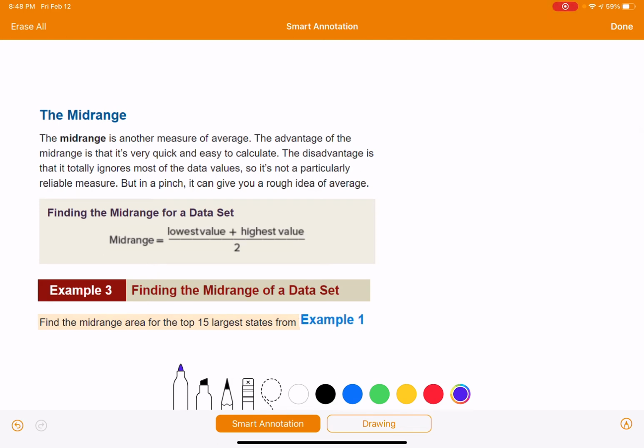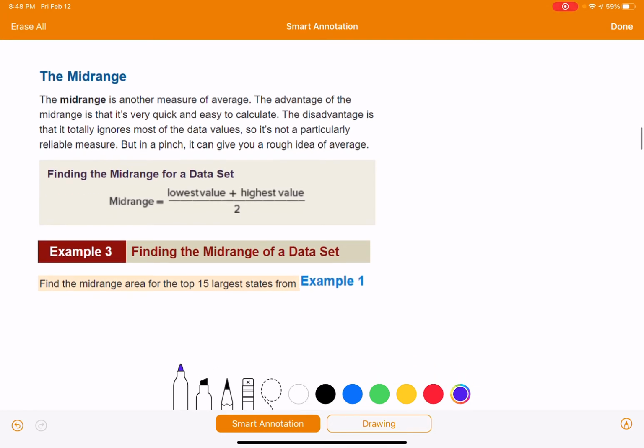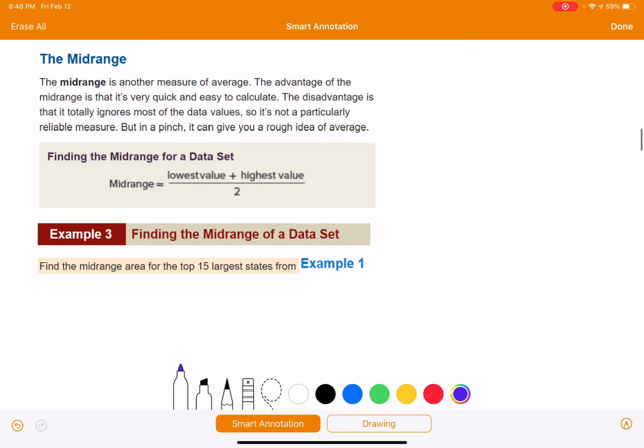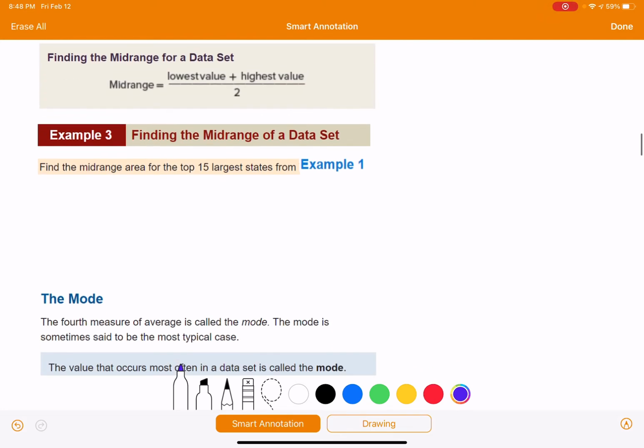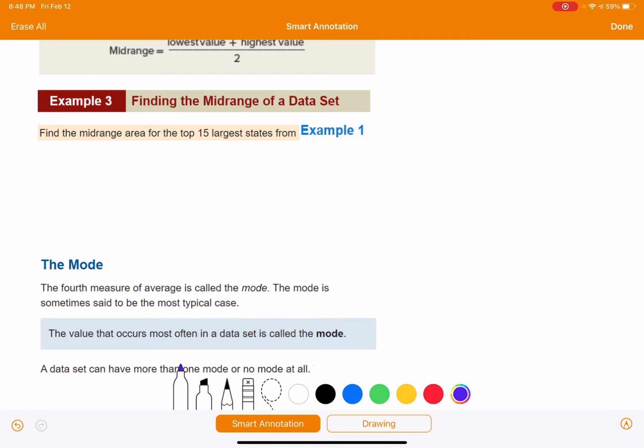We actually found the mid-range of data in section 11.2, I believe it was, when we were trying to find the midpoints of the data. So all we do here is we take the lowest value and the highest value, add them together, and divide by 2. The mid-range is another measure of average. The advantage with the mid-range is that it's very quick and easy to calculate. However, the disadvantage is that it totally ignores most of the data values. Okay, we're not even thinking about what's in the middle. But let's go ahead and give it a whirl.